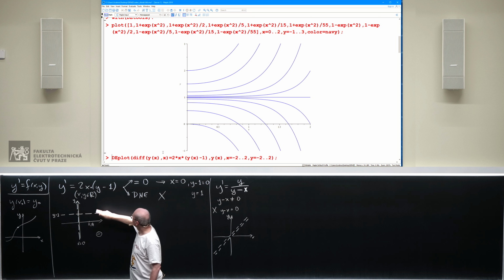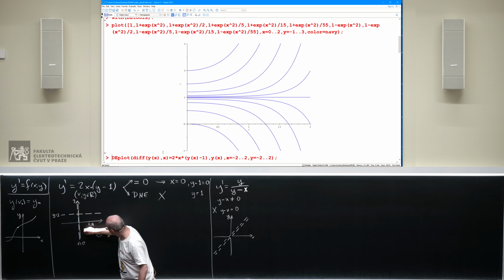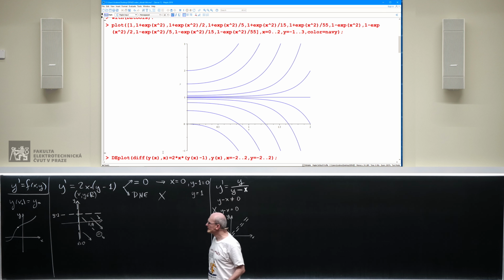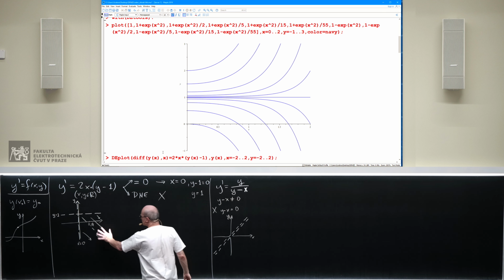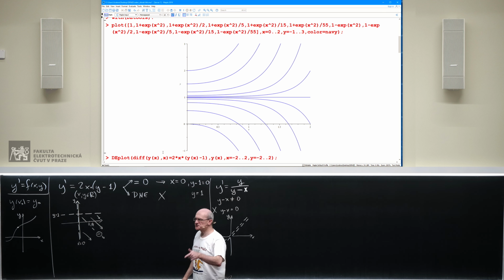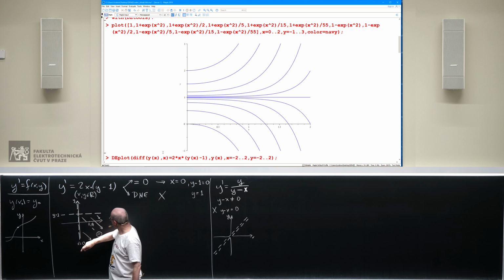Everywhere here, the right-hand side as an expression is negative, and therefore, every time a solution passes through here, it must have negative derivative, and it must be decreasing. So all the solutions passing through here must be decreasing. I don't know how fast they go down, but they are decreasing. So that's the important information. Let's try it over here.